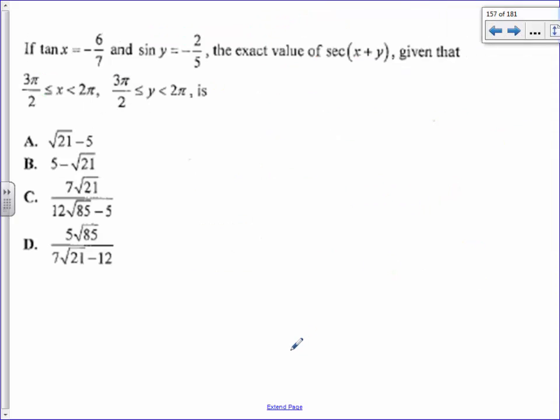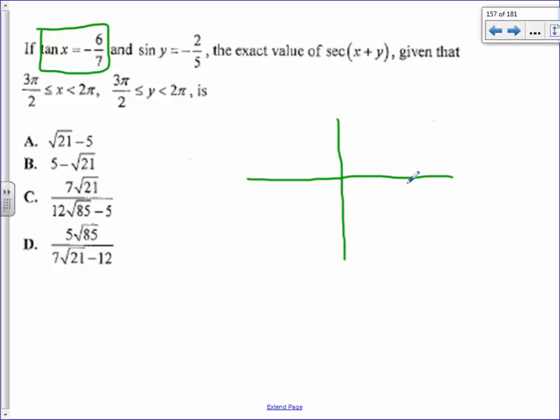Alright. Let's try this one. This one looks intimidating at first, there's a lot of information just kind of shoved in here. Let's work with what we know. I'm just going to start with this sentence right here. Tan x equals negative 6 over 7. Stop. I can plot that.